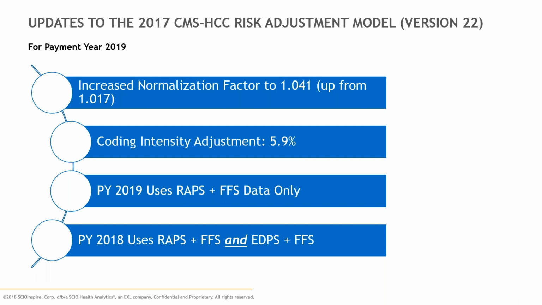So for 2019, it's going to be using the 2017 model or version 22, and then it is also going to blend with that the new model, which is referred to as the 2019 model or version 23. So we have, again, different normalization and coding factor. Coding intensity is the same because it's the coding in the same year. The key thing is that the V23 model will only use EDPS and fee-for-service from all sites of service and inpatient RAPS only. So that's key, inpatient RAPS only.